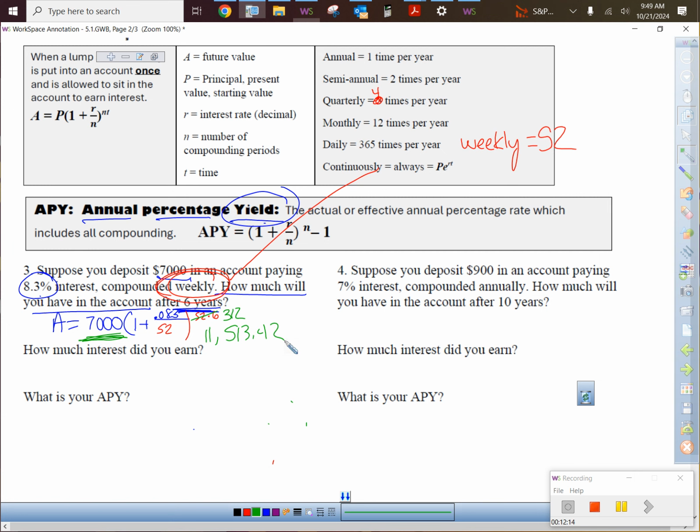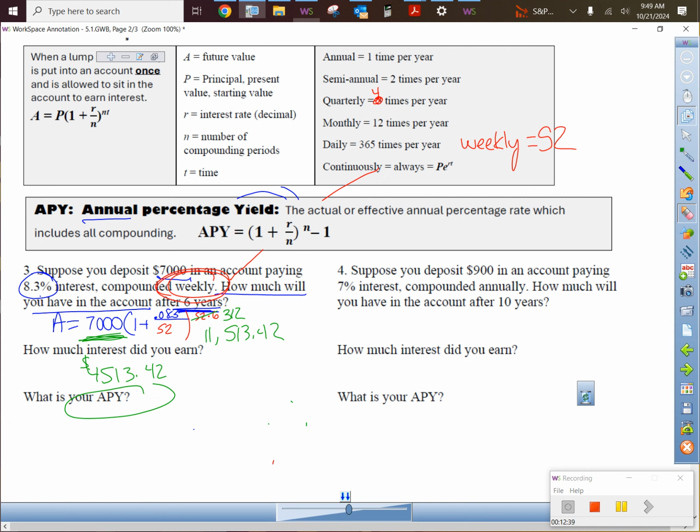Nothing has changed yet. It's the same story as before. This is how much money we got. We started with 7 grand, so you just subtract them. And isn't that $4,513.42? But here's where they ask you, what's your annual percentage yield, aka your APY?